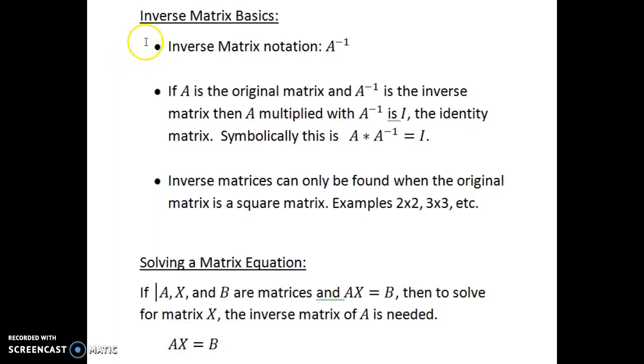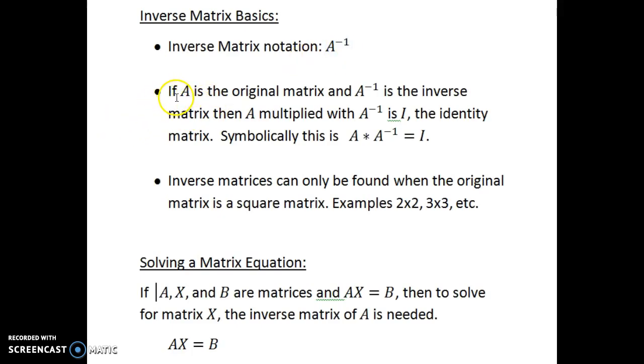Inverse matrix basics. First, inverse matrix notation is a capital letter for the matrix, for example A, and then an exponent of -1. This means the inverse matrix, or the inverse of matrix A.